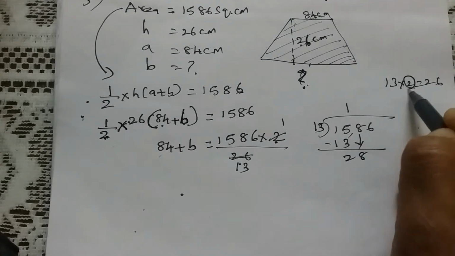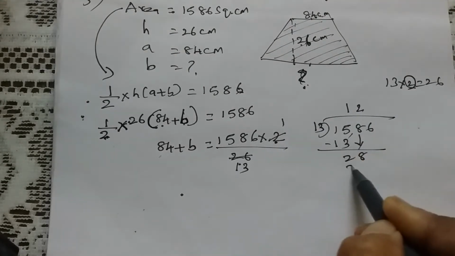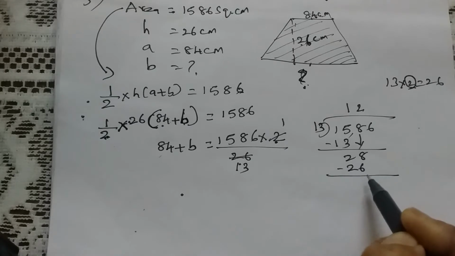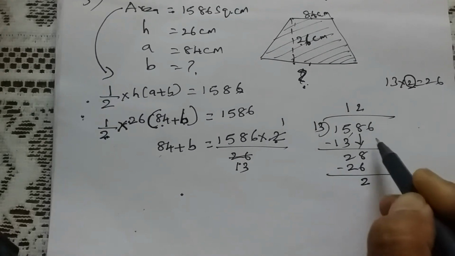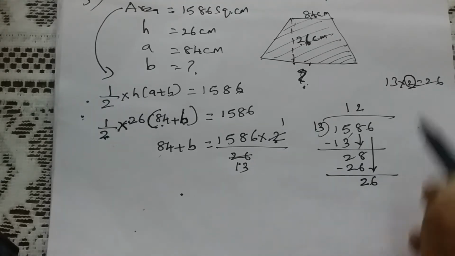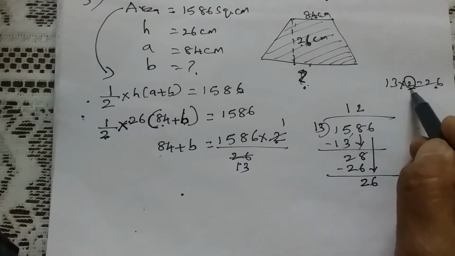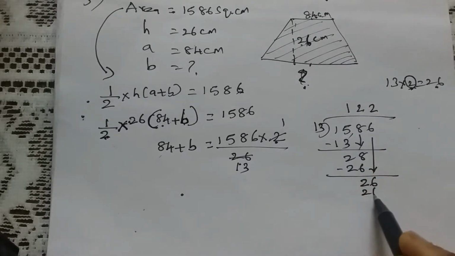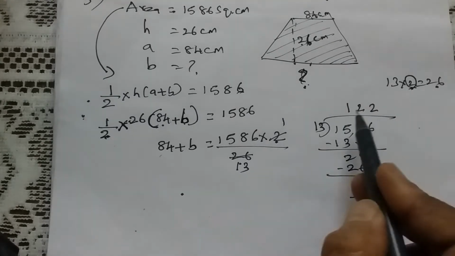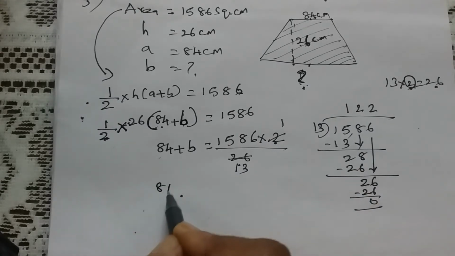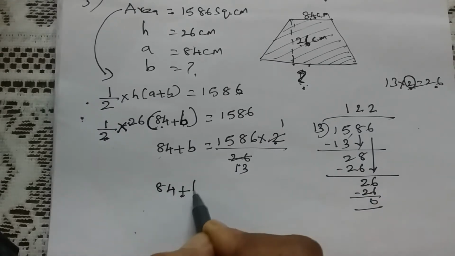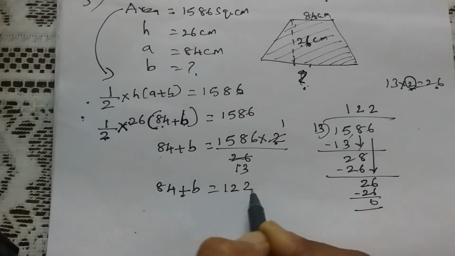So what is the quotient? It is 2. 26, and what is the remainder? 28 minus 26 is 2, 2 minus 2 is 0. Bring down the next number 6. What is the quotient again? 2. So the remainder becomes 0, and when you divide this, what is the answer we are getting? 122. Write the left hand side as it is, equal to 122.